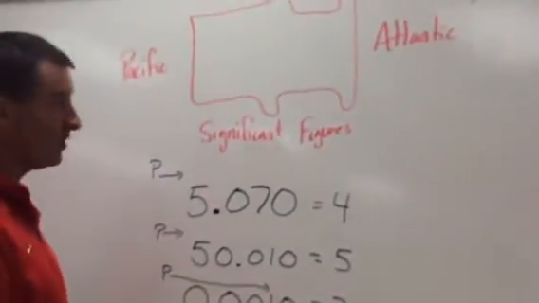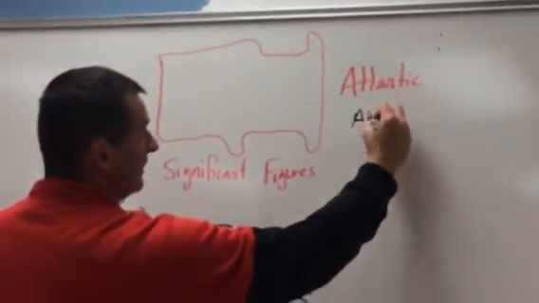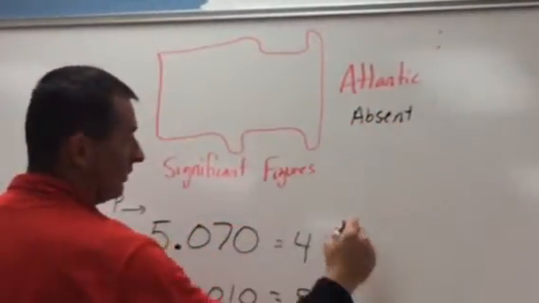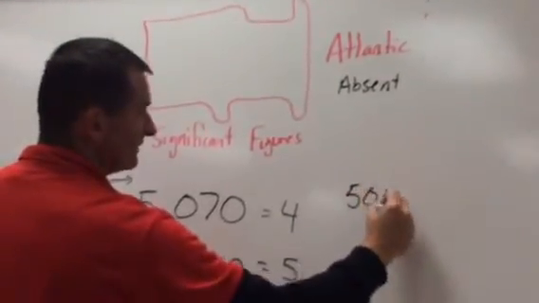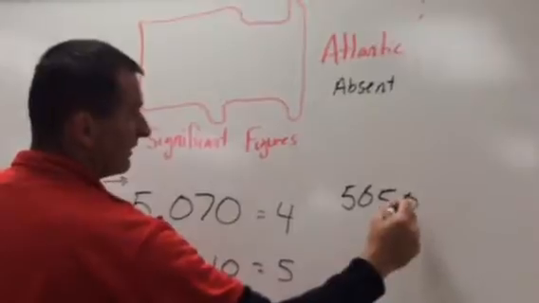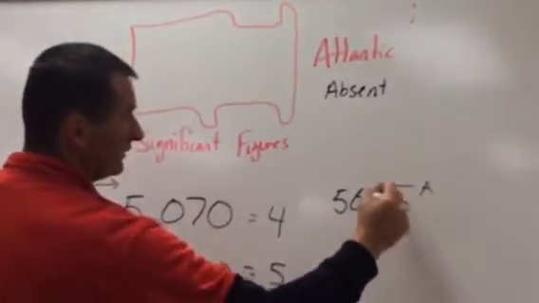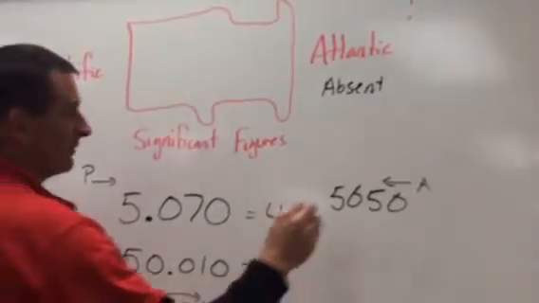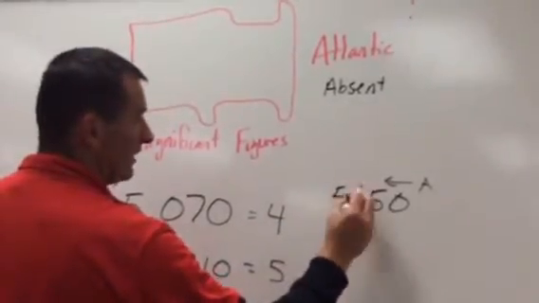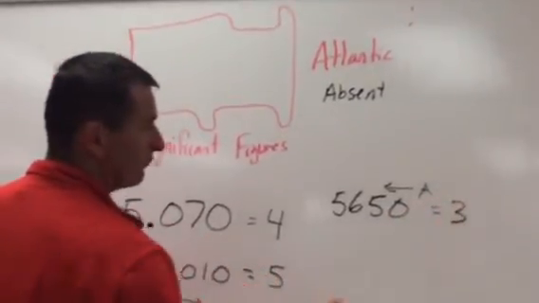Now, if there is no decimal point, then we start on the Atlantic side, because we say the decimal point is absent. So if I have a number like this, where there is no decimal, okay, then I start on the Atlantic side, and I count right to left, and I don't start counting until I hit a whole number, and then I count the rest. So if this is 5650, that's going to have 3.